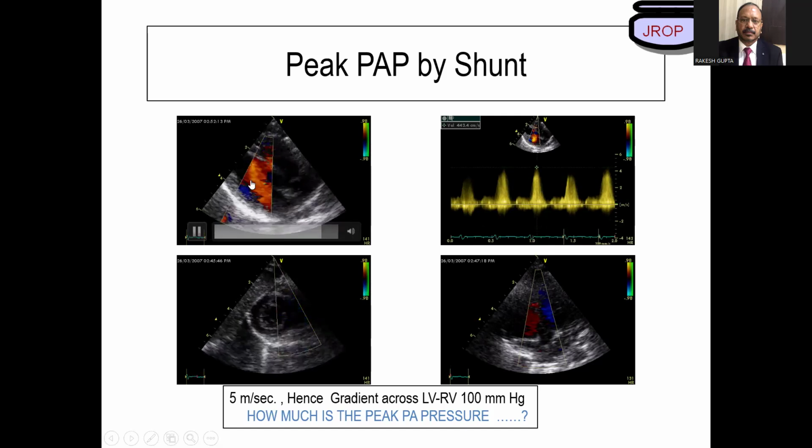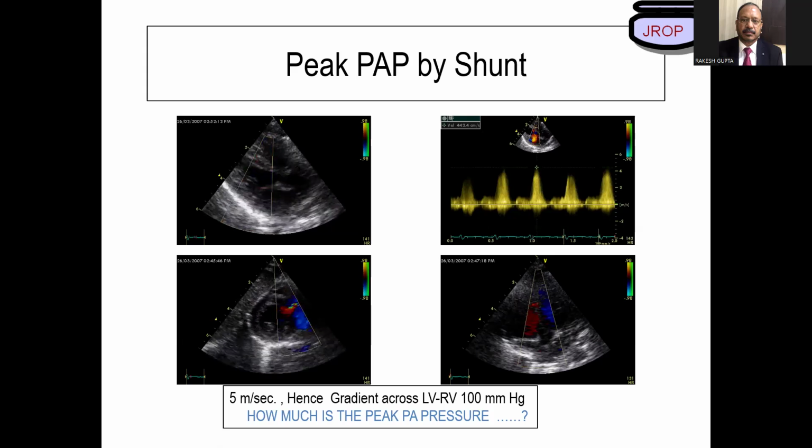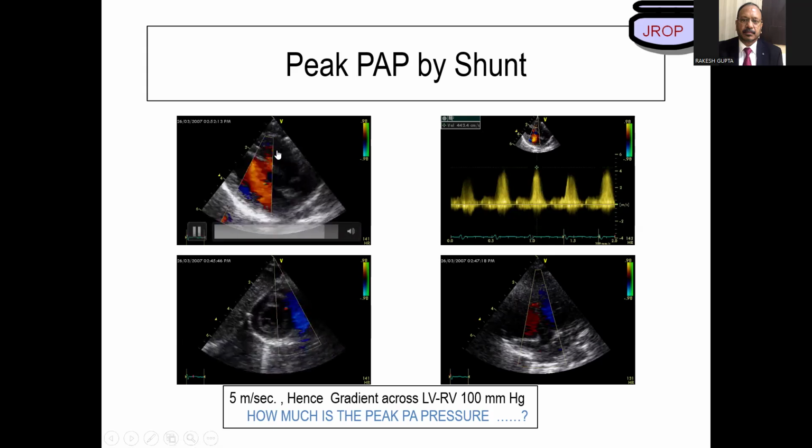What is the normal systolic pressure in the LV? 120 millimeters of mercury. What is normal RV systolic pressure? Around 14 to 20, or 25 millimeters of mercury. So I can presume 20. This is 120. The difference between LV and RV systolic pressure would be 100 millimeters of mercury. Correct?